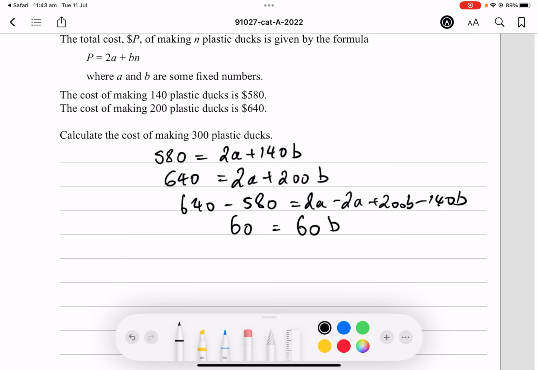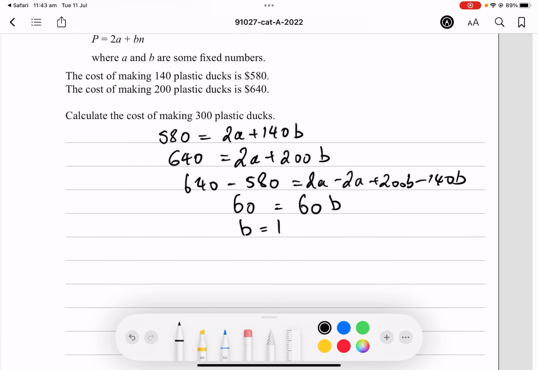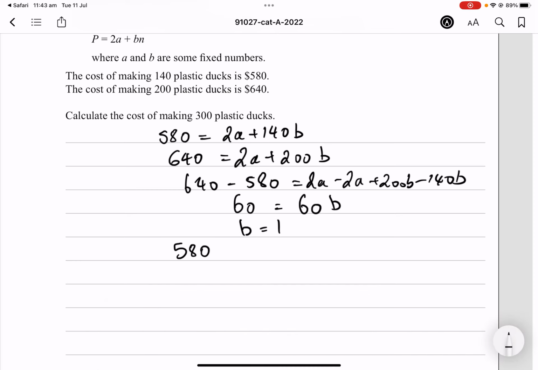Divide both sides by 60, so B equals 1. Therefore, we can find the A value. We have 580 equals 2A plus 140. 580 minus 140 is 440, which equals 2A. Therefore, A is equal to 220.